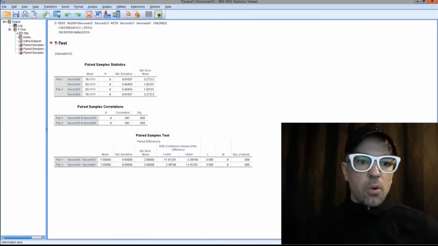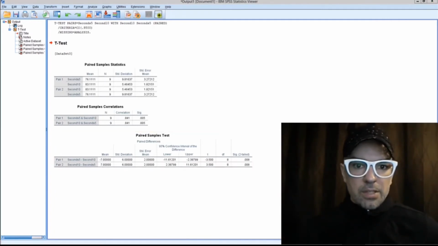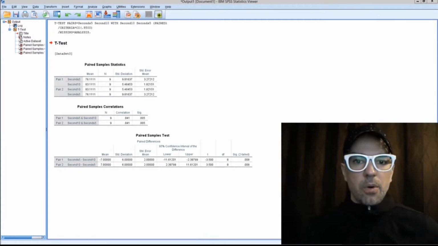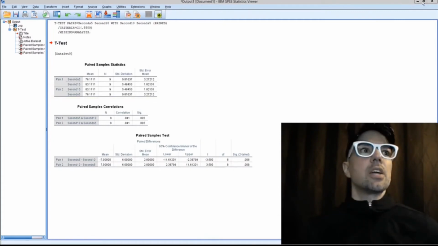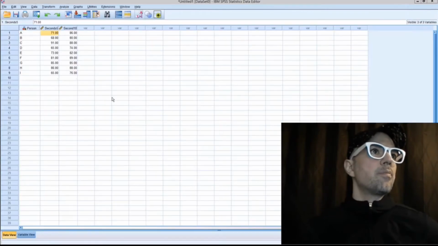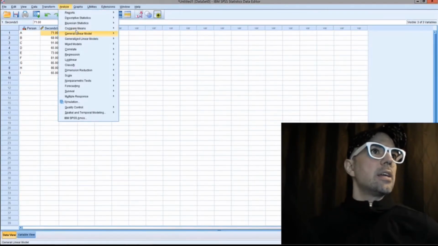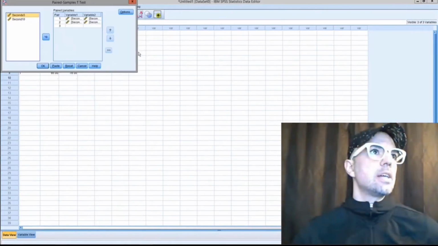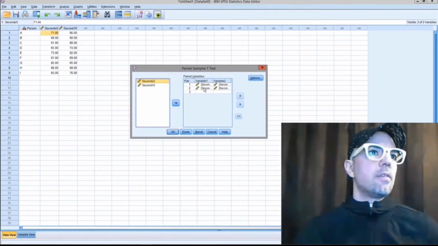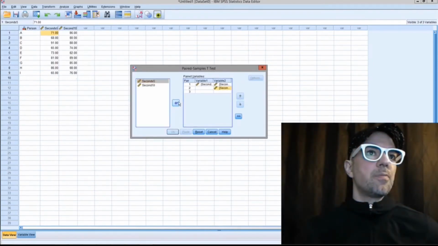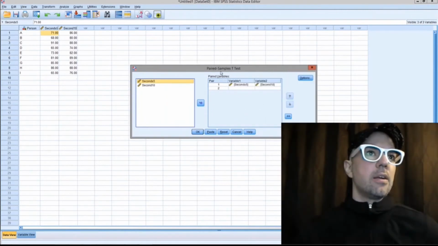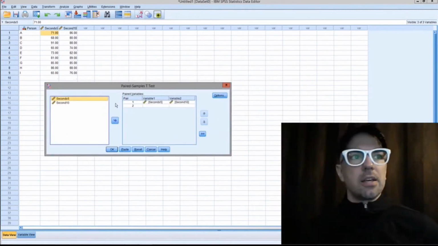So what I'm going to do so that we are consistent with what we have in the slides here is close this down, and go back here to analyze, compare means, paired samples t-test, and get rid of this second pair over here because that's the pair that was not in the slides.